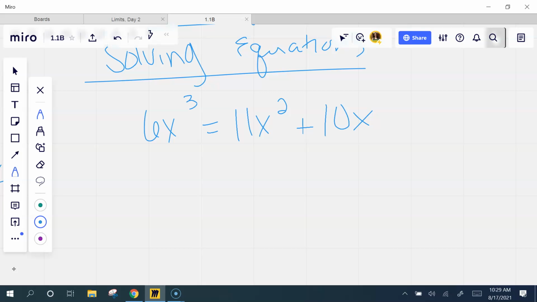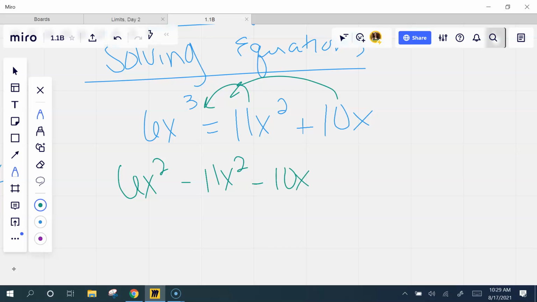Good job. I want to keep that leading coefficient positive if I can. I'm always going to try to leave that first term positive if I can because it's going to make my life easier in a lot of different scenarios. So I'm going to move the 11x squared and the 10x over, set equal to 0. What could I do now?